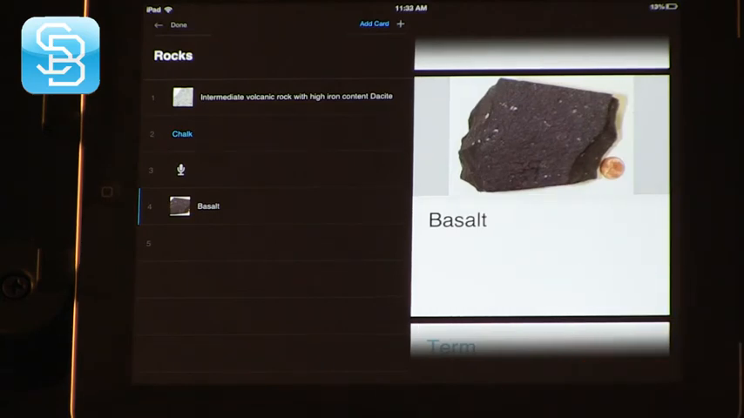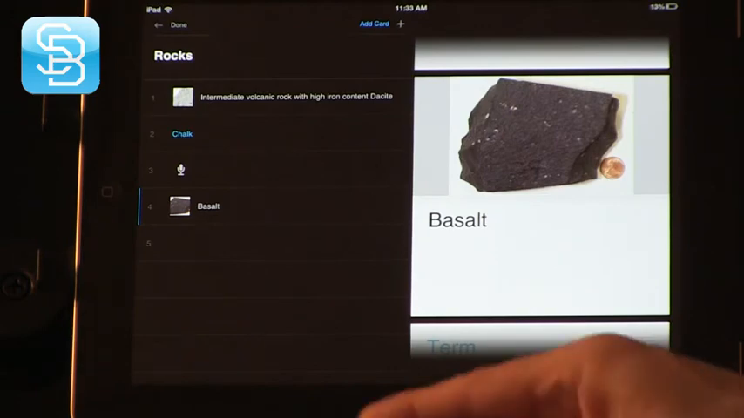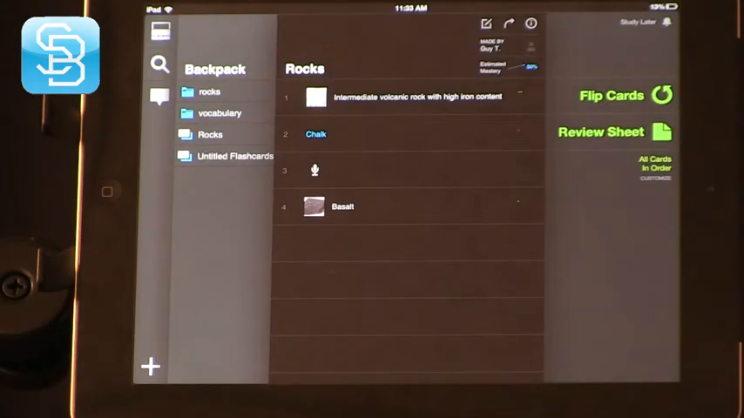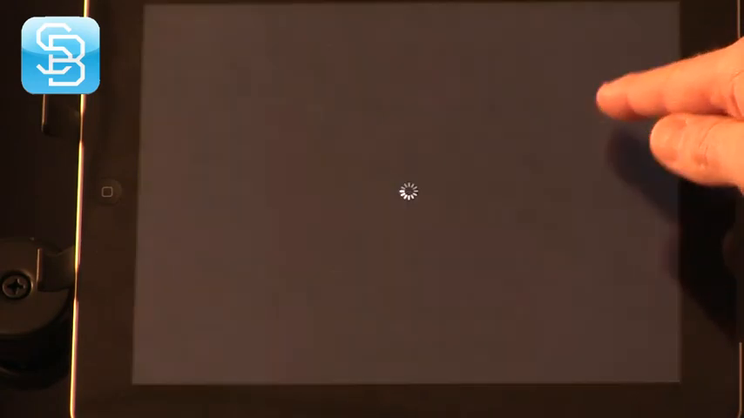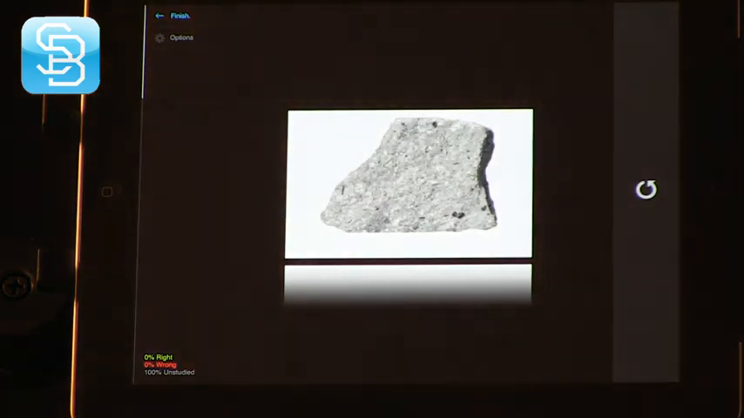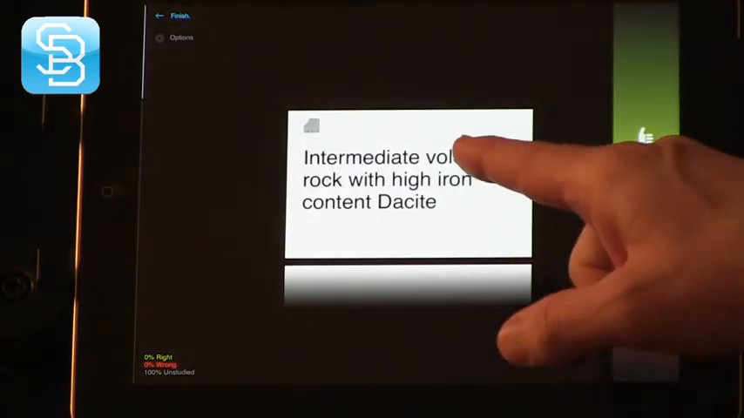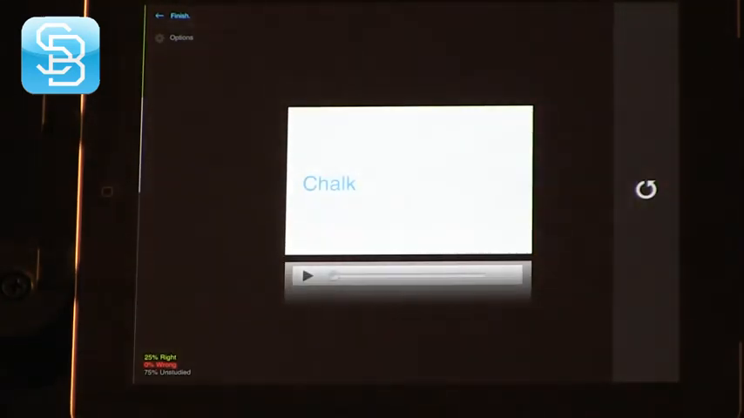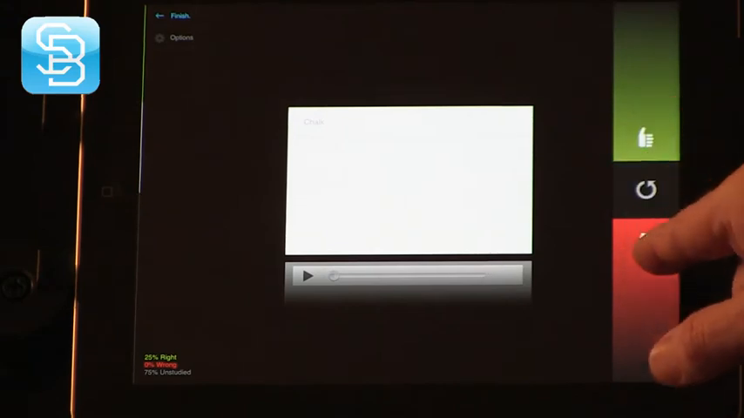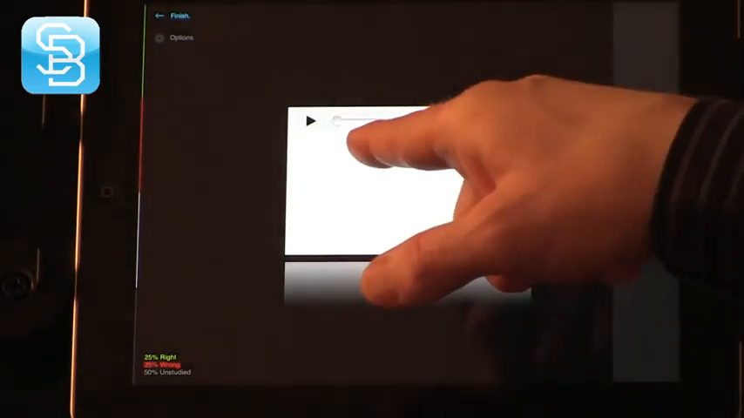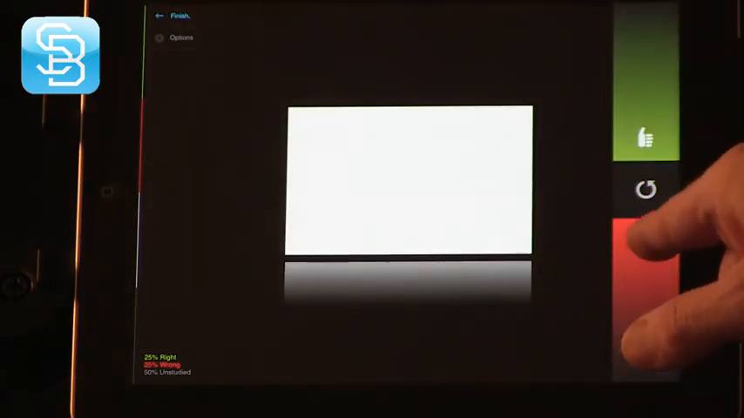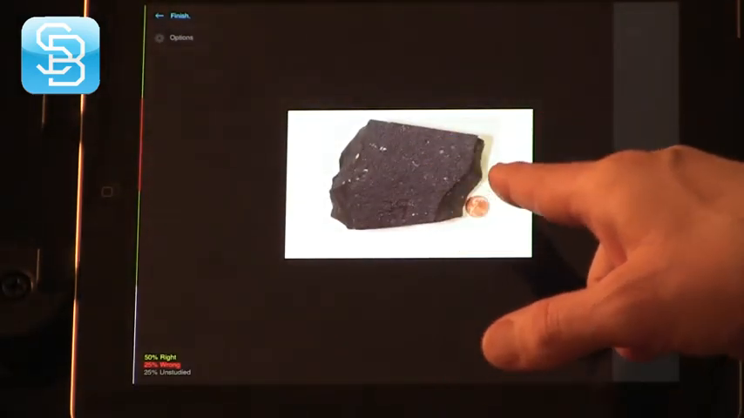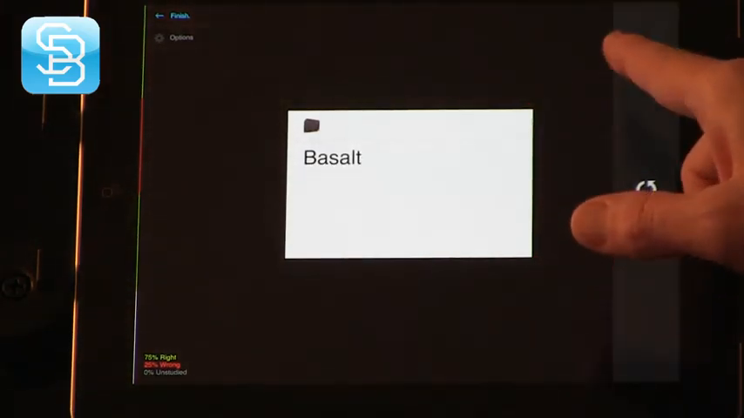And you can take pictures, you can add pictures and sound, and when you're done creating the cards, and again, kids can create the cards, it doesn't have to be you, you can actually do a practice. So here is the practice. You see the picture, you guess, this is dacite, and I got it correctly, so I can mark that I got it right. This one I got wrong, let's say. This is just an audio one that we created. And let's say we got this one right. This is basalt. Yes, I got it right.